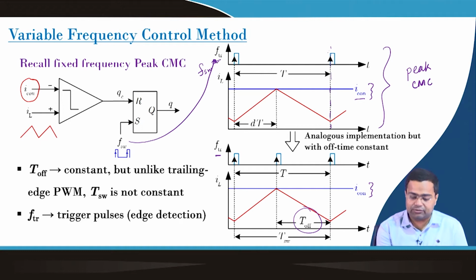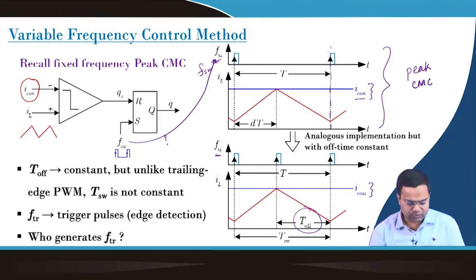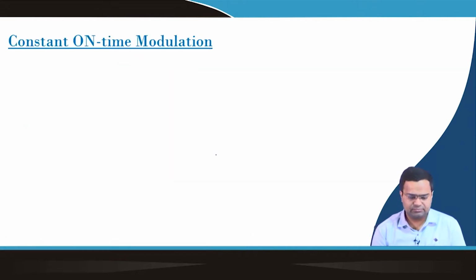Now, how to generate the trigger pulse? Earlier it was a switching pulse from a fixed frequency clock, but here this trigger pulse is not a fixed frequency pulse. How is it coming? Who generates this trigger pulse? So, we first want to consider constant on time modulation.